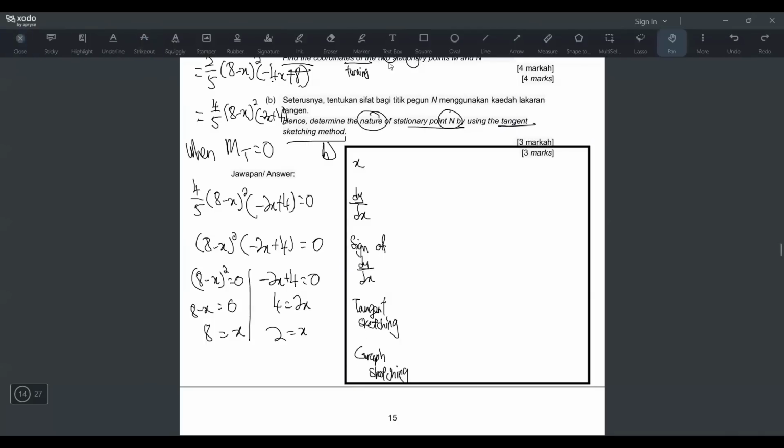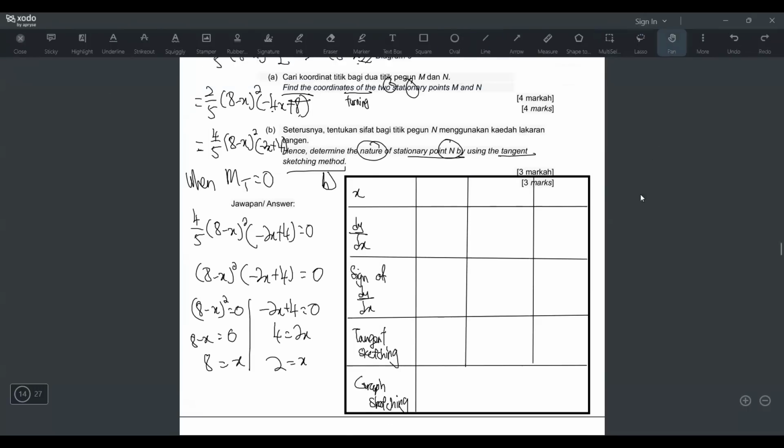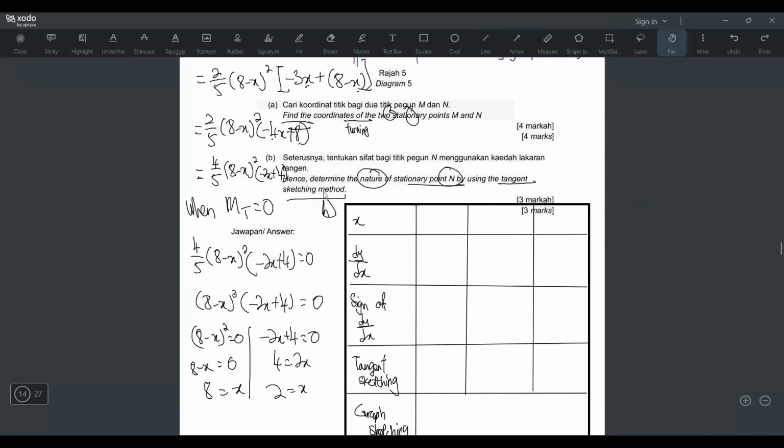Okay, let's draw some lines. So it will look like this, and then it will look like this. And there will be three columns here. Okay, until here only. Wait, until here, until here. Okay, and then this one like this. Okay, I'm done drawing the table. Now I will teach you how to fill in the table and how to use the tangent sketching method.